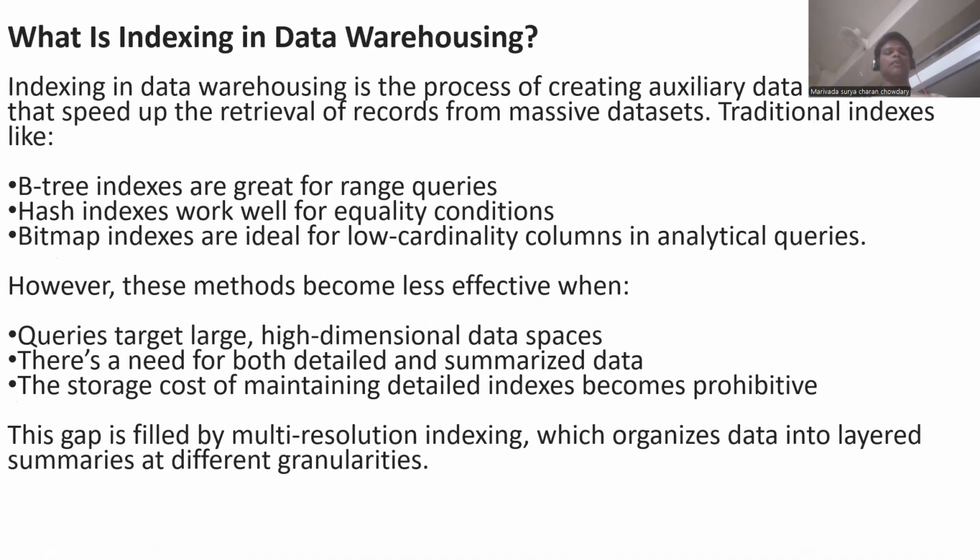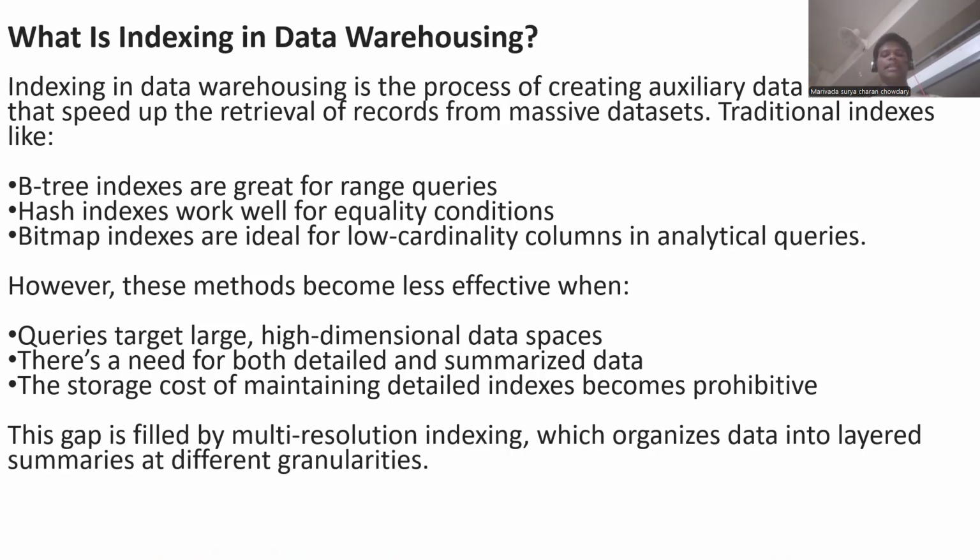Let's first discuss what indexing in data warehousing is. Indexing in data warehousing is the process of creating auxiliary data structures that speed up the retrieval of records from massive datasets. Traditional indexes like B-tree indexes are great for range queries. Hash indexes work well for equality conditions. Bitmap indexes are ideal for low cardinality columns. However, these methods become less effective when queries target large, high dimensional data spaces.